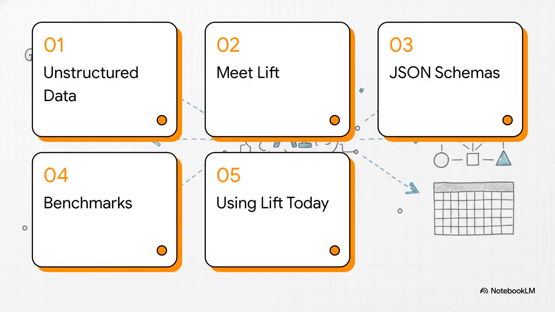Okay, let's dive right into this. Here's our roadmap for today. First, the unstructured data problem. Second, meet Lift and AI document extraction. Third, how it works with JSON schemas. Fourth, the benchmarks where it beats the competition. And finally, how to use Lift today.